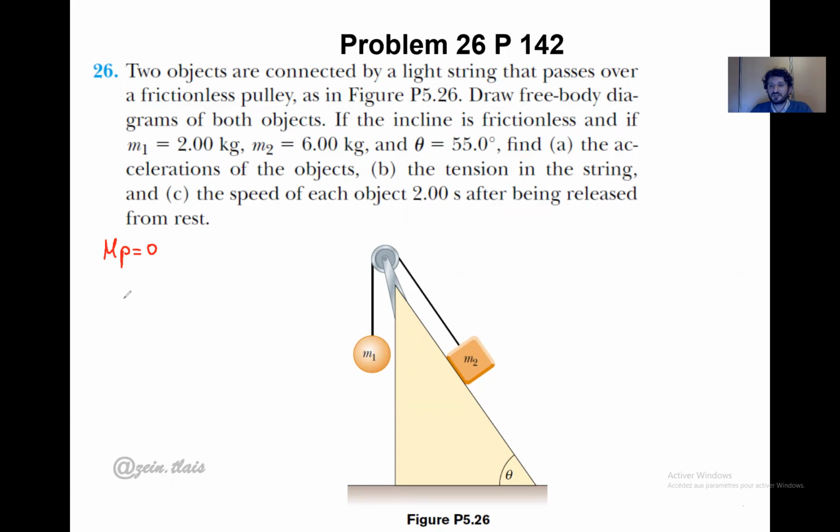Draw free body diagrams of both objects. If the incline is frictionless, it means mu equals 0. We don't have interaction between M2 and the plane. And if M1 equals 2 and M2 equals 6, the angle of the inclined plane equals 55.